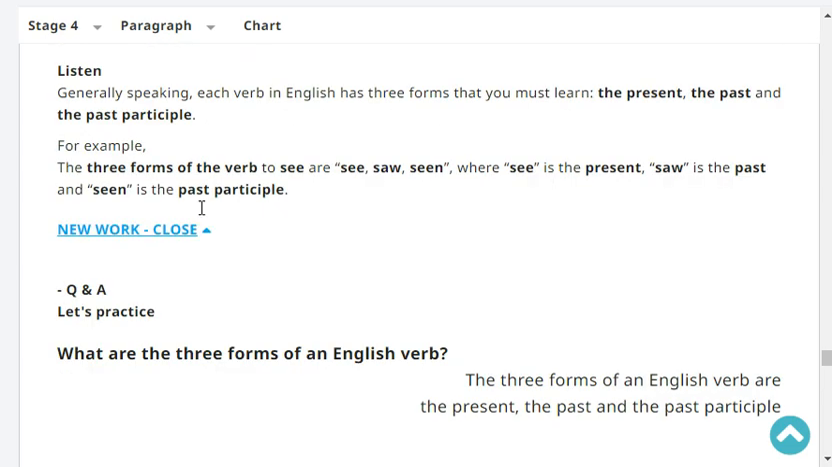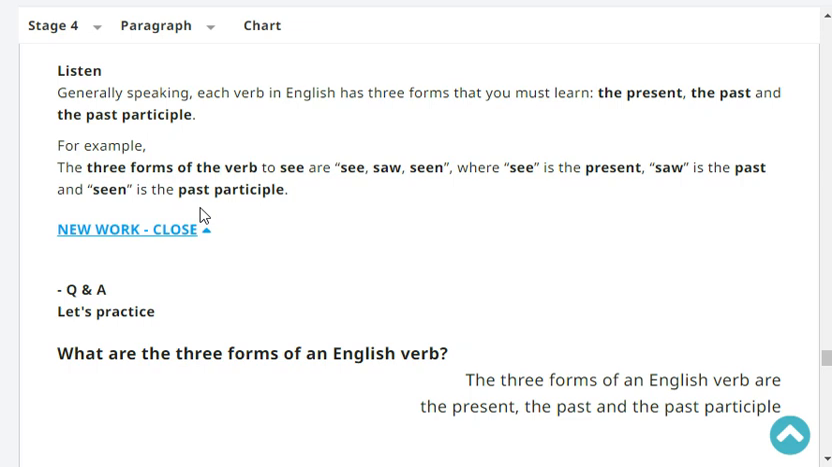Very good. Okay, listen. Generally speaking, each verb in English has three forms that you must learn: the present, the past, and the past participle. For example, the three forms of the verb to see are see, saw, seen. See is the present, saw is the past, and seen is the past participle.